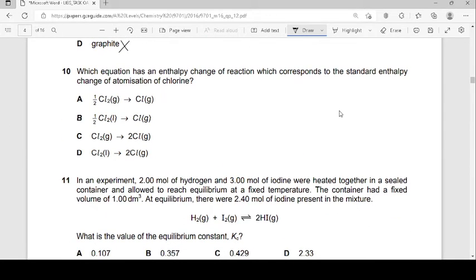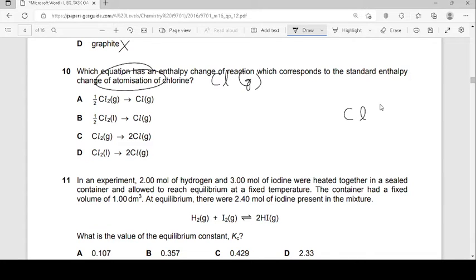Which equation has an enthalpy change of reaction which corresponds to the standard enthalpy change of atomization of chlorine? Well, let's construct the equation. Standard enthalpy change of atomization of chlorine means I'm forming a chlorine atom in the gaseous state at the end, right? And I'm just forming one atom. So that is what atomization implies. And what am I forming it from? Under standard conditions, I'm forming it from its element in its standard state, so that is Cl2 gaseous, but since I'm forming one atom, I make it 1/2 Cl2 gaseous. So 1/2 times 2 becomes 1, right? That's how to balance the equation.